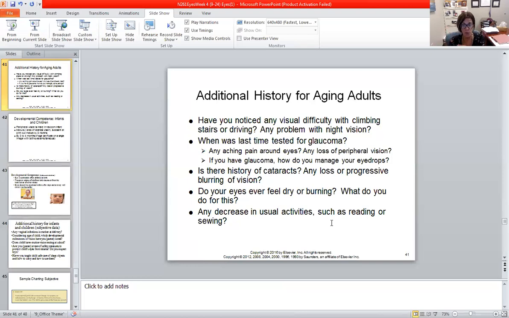Are you losing peripheral vision? Any history of cataracts? Are you having blurring vision? I remember when we were in the nursing home, they would actually have us put Vaseline on glasses and tell you that's kind of how they're seeing with cataracts. Do you feel any numbness or burning? Have you had any decrease in your usual activities?